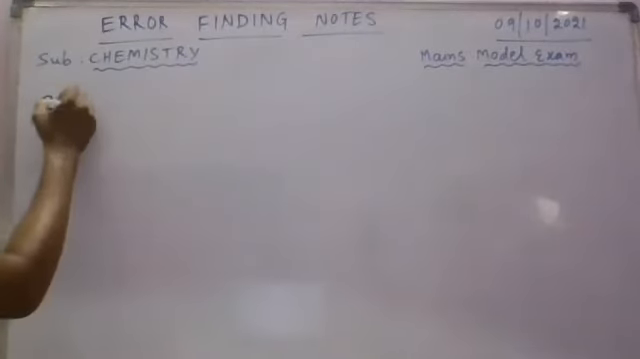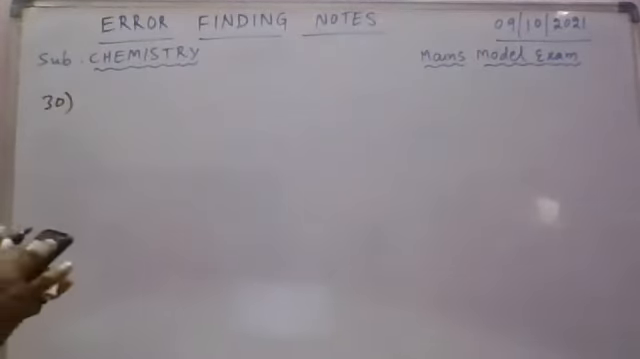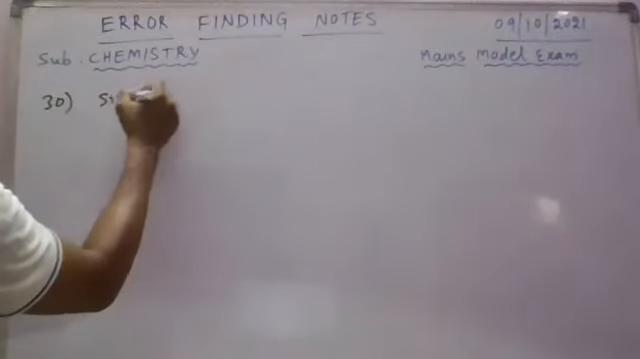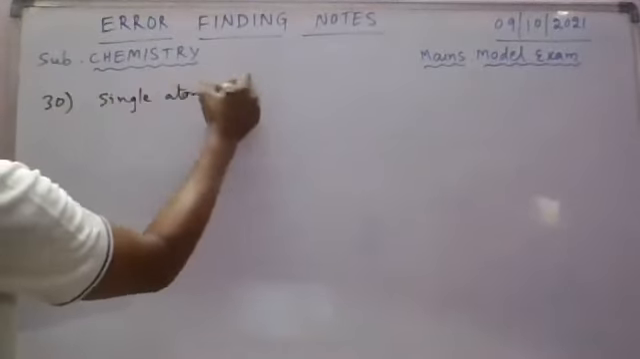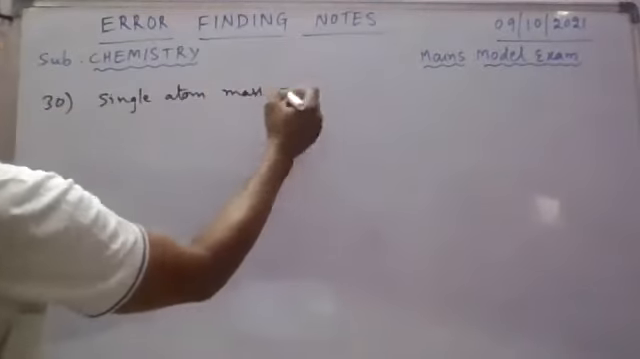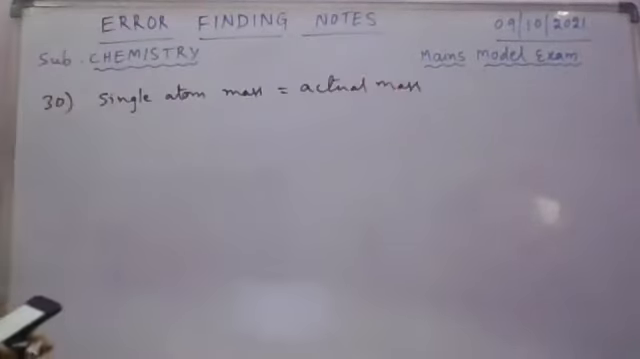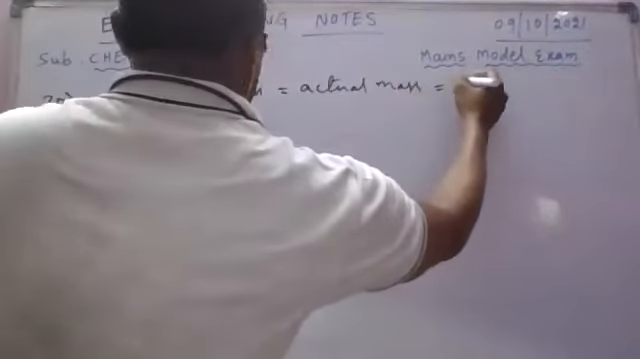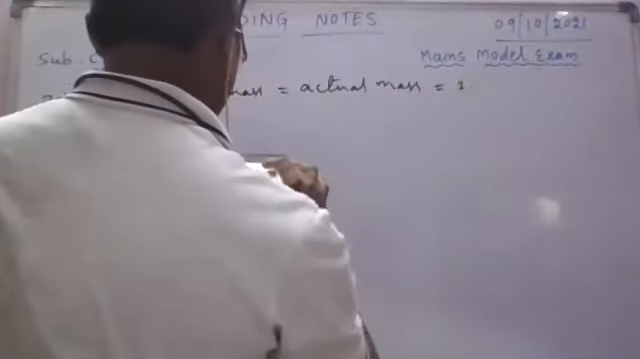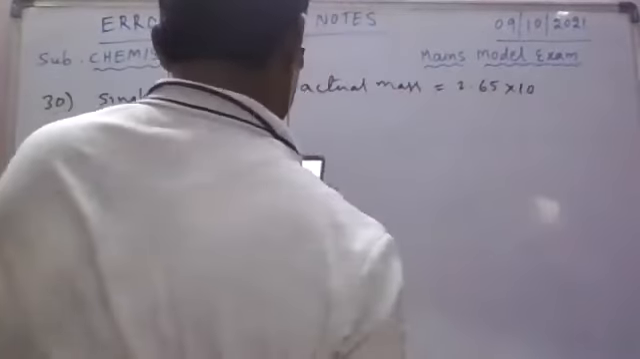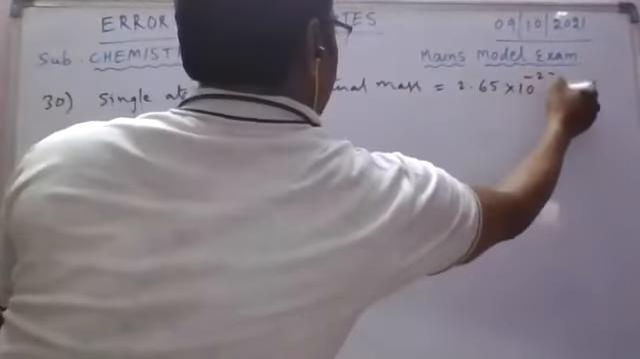Next, question number 30. The mass of a single atom. Here, the single atom mass is the actual mass, which is given as 2.65 × 10^-23 grams.